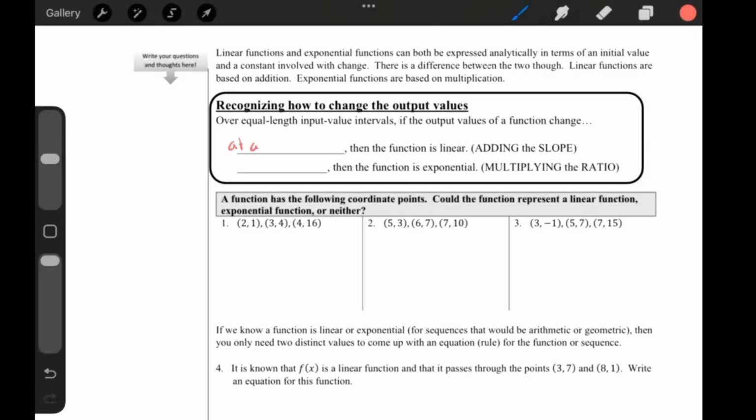At a constant rate, then the function is linear, adding the slope. Proportionality, then the function is exponential. So in this blank, we'll write proportionality.